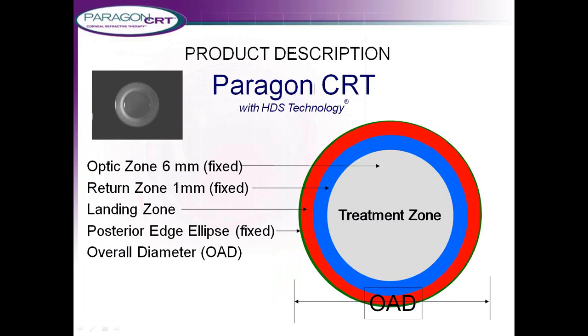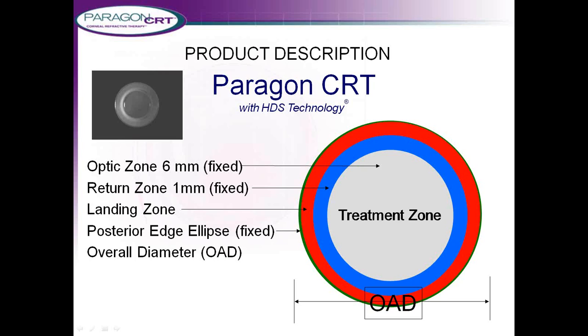Let's begin with detailing the CRT nomenclature and design. There are only 3 main independent parameters that you have full control to manipulate for maximum success. The optical zone is 6 millimeters, and that is a fixed parameter. It does not change. Outside the optical zone is what we call the return zone, and that is also fixed at 1 millimeter.